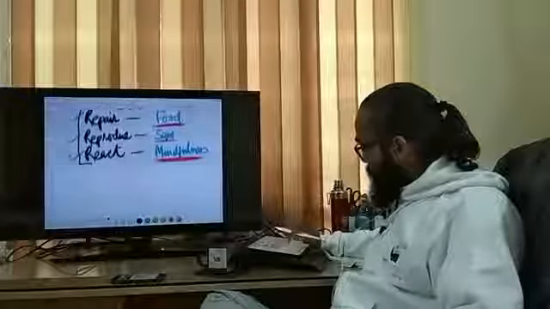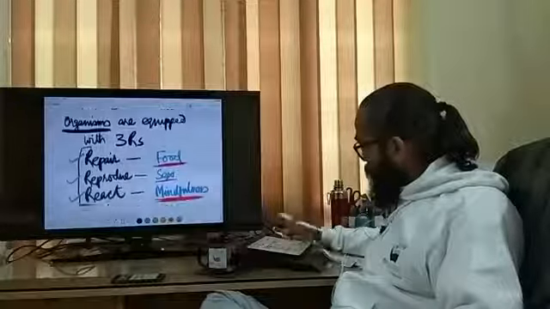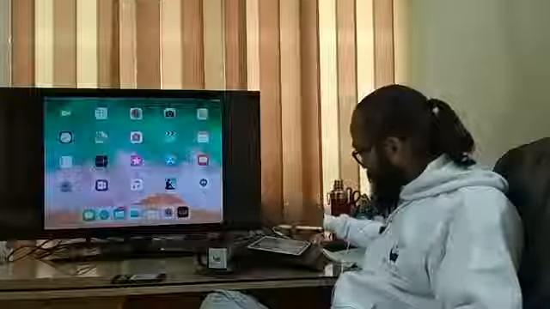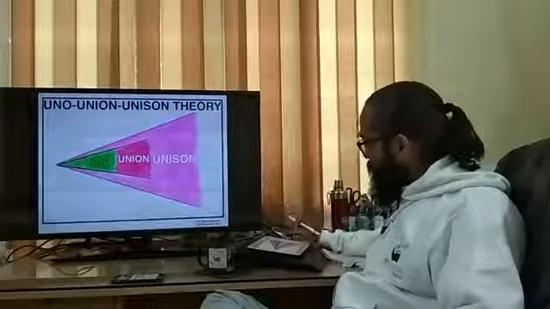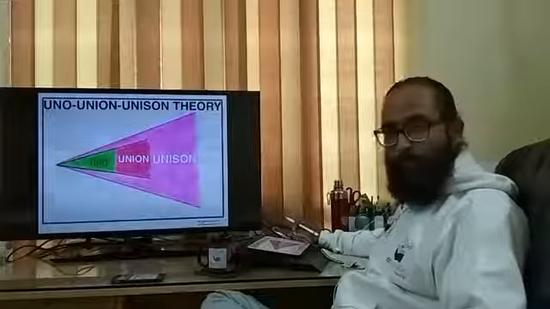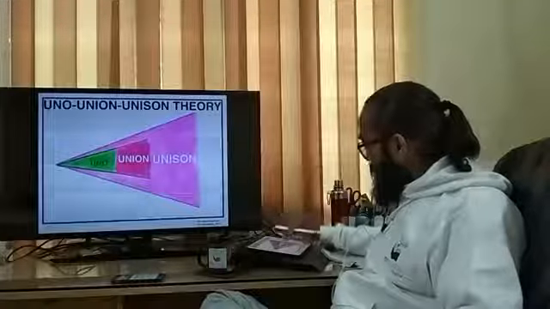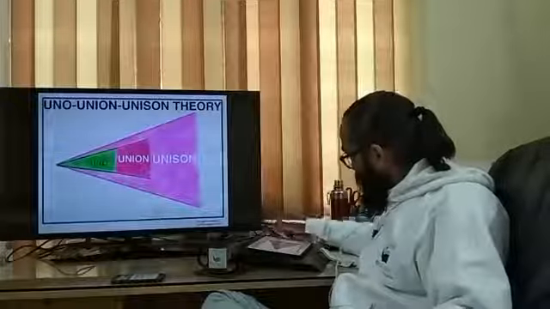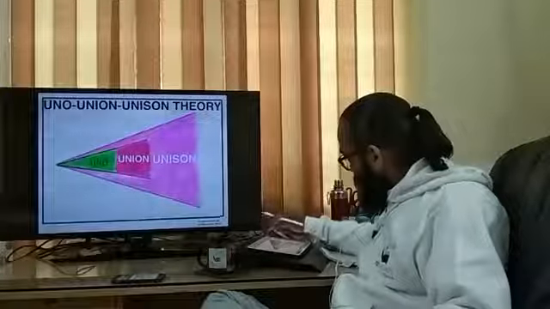If you have this understanding, then I'll unfold that theory that I was talking about. This is a little deeper theory in terms of the level. This is called the Union Unison theory. This is called the Union Unison theory. Let me copy this to the notepad.